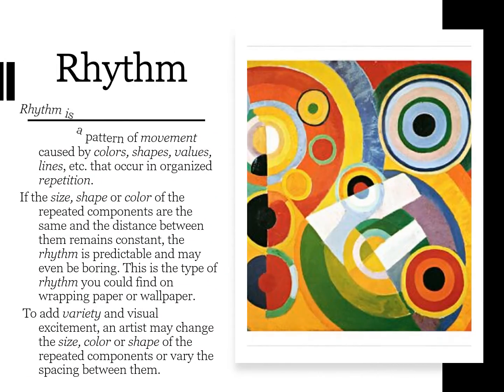Rhythm is a pattern of movement caused by colors, shapes, values, lines that occur in organized repetition. If the size, shape, or color of the repeated components are the same, and the distance between them remains constant, the rhythm is predictable and may even be boring. This is the type of rhythm you could find on wrapping paper or wallpaper. To add variety and visual excitement, an artist may change the size, color, or shape of the repeated components or vary the space between them.